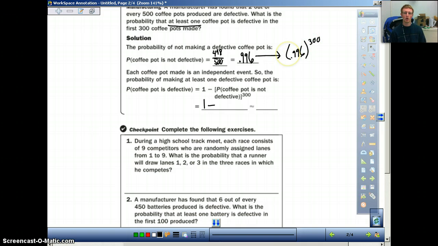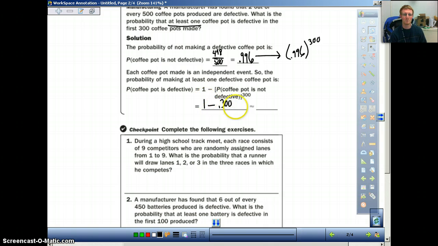So literally, remember, these are independent events. Coffee pot number 1, what's the probability of it, or sorry, what's the probability of it not being defective? 0.996. That's the first one. Second chance, what's the probability of pot number 2 being not defective? 0.996. And you do that 300 times. That's where this exponent comes from. So we do that to the 300th power, and you get 0.300.